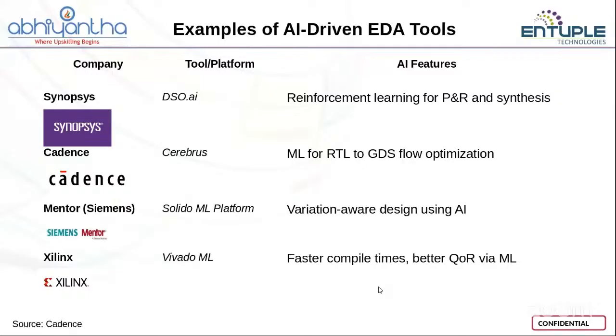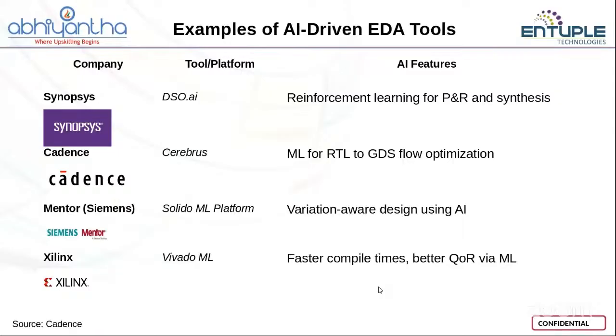Then we have Mentor Siemens, that is Mentor Graphics. There they are using the Solido ML platform, particularly for variation and simulation. As I already know, Siemens is very strong in testing of these ICs, with a good tool, Tessent. Along with that, they are introducing AI for the optimization process.